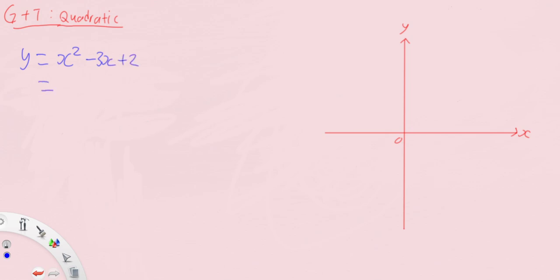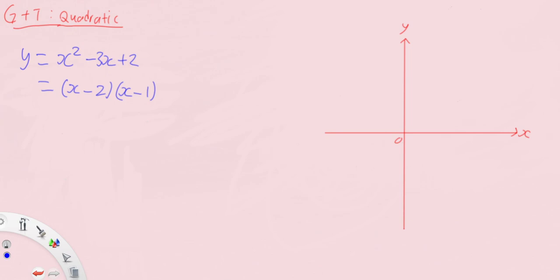Alright, so there are many ways to sketch a quadratic graph. The first method you might want to think of is actually the factorization method, because you're able to catch the x-intercepts if there are any. By the looks of it, this is factorizable because I have the factors that can subtract each other to give me minus 3. Minus 2 plus minus 1 will give me minus 3. So I factorize to (x minus 2)(x minus 1).